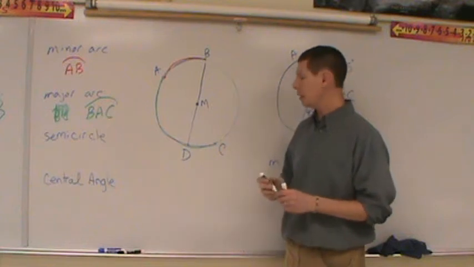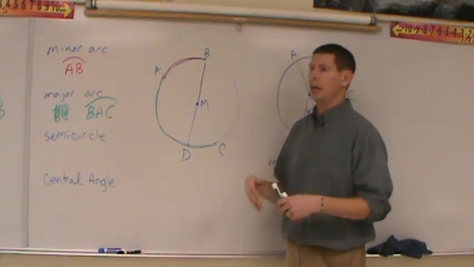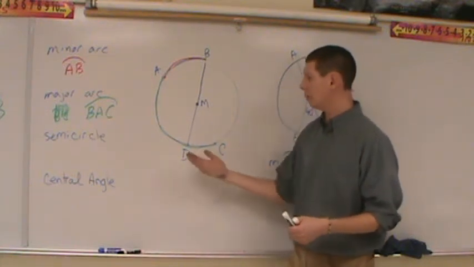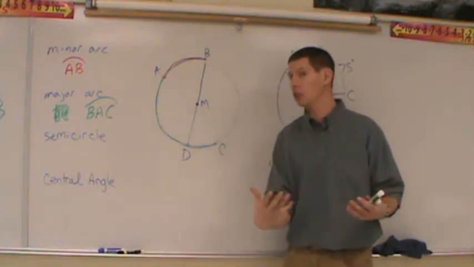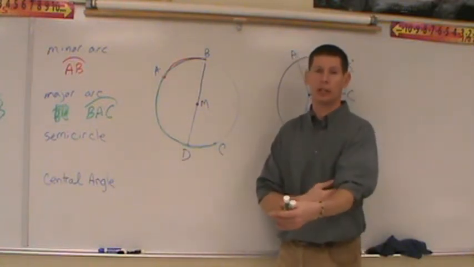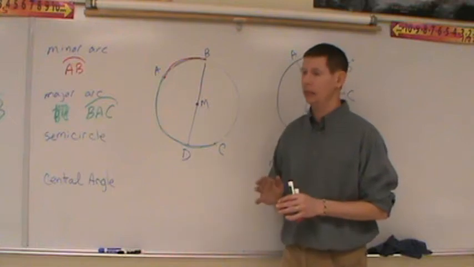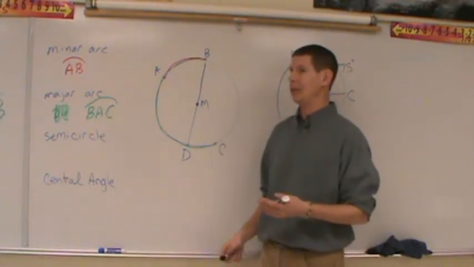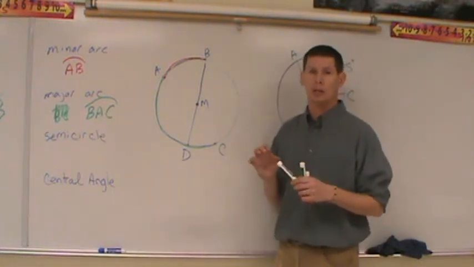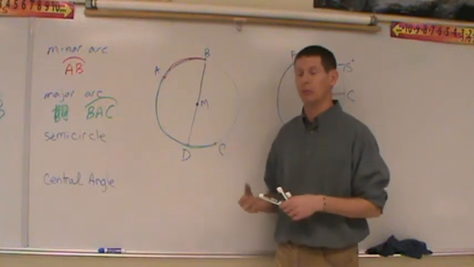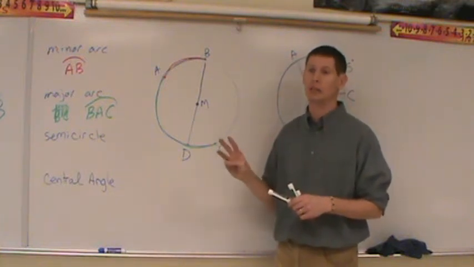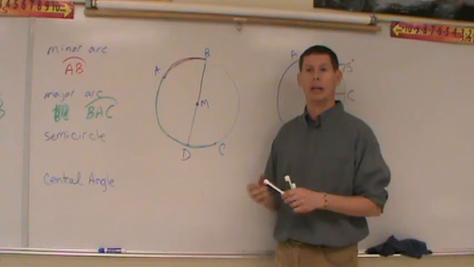And last but not least is semicircle. Okay? Now what the heck is a semicircle? A semicircle is half a circle, exactly 180 degrees. Now typically, and I say this typically because it's about 98% of the time, you see authors of books, or when they're talking about semicircles, use three letters to identify a semicircle.